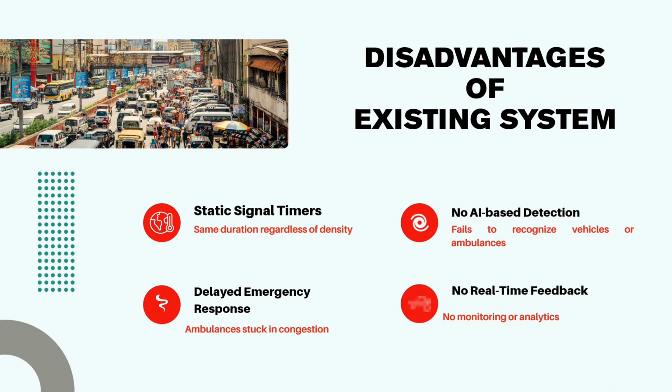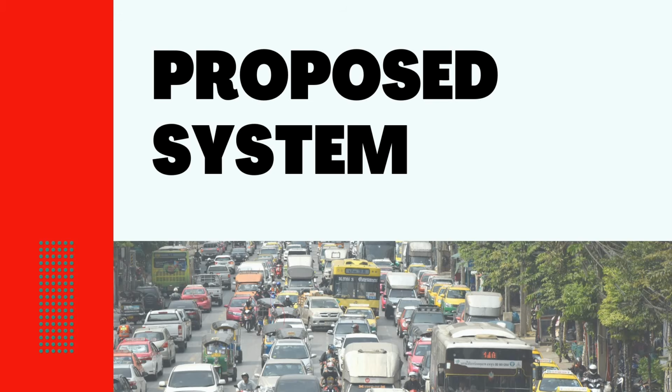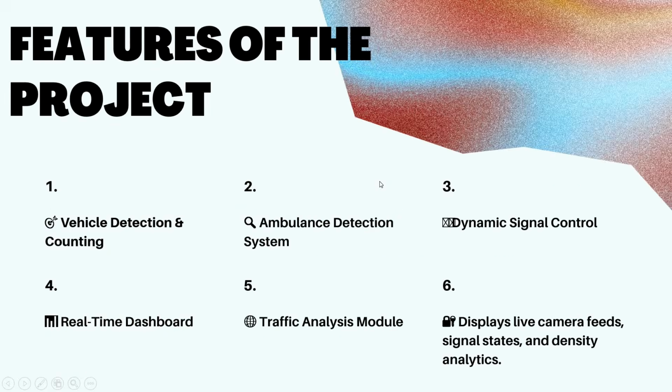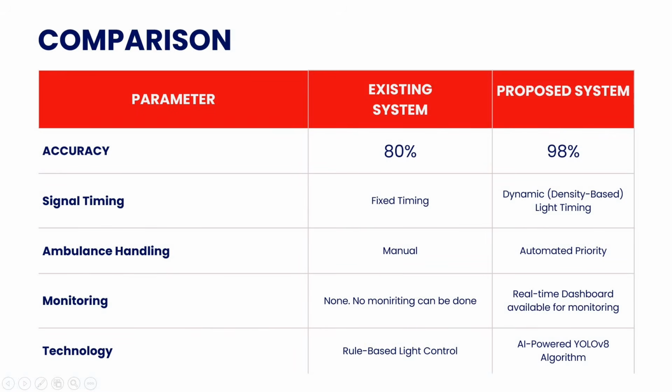The major disadvantage is the static signal. There is no AI-based approach. Also, there is delayed response. If you want to go to a particular place, surely you will face delay in traffic. There is no real-time control. All these drawbacks are overcome by our intelligent proposed system. I will give the comparison overview here for this project. Basically, the comparison is between the existing system and the proposed system.